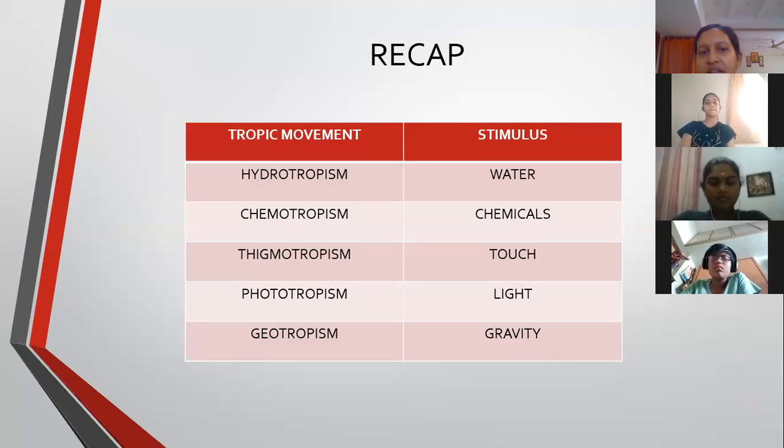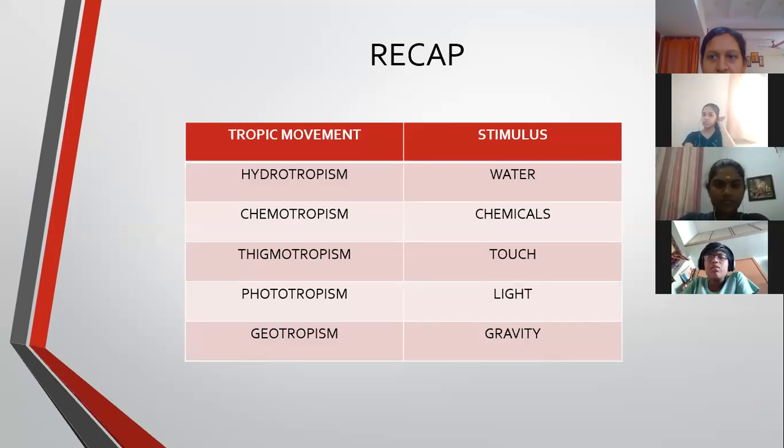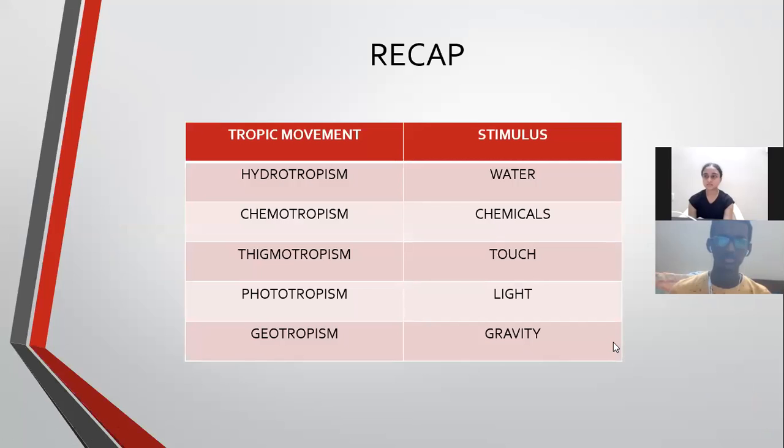Yes, Farhan, read the table. Yes, ma'am. Tropic movement, hydrotropism: stimulus, water. Chemotropism, chemicals. Thigmotropism, touch. Phototropism, light. Geotropism, gravity. Now, in the previous class, we have discussed all of them. I want one example of each of them.